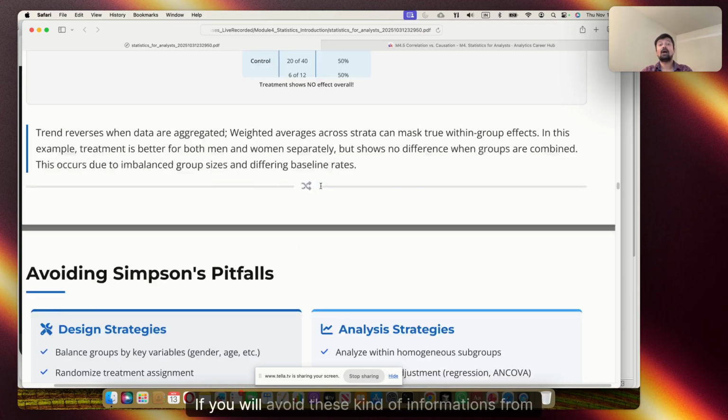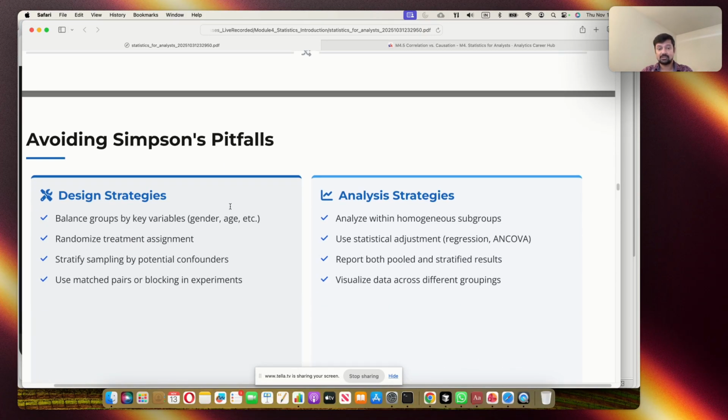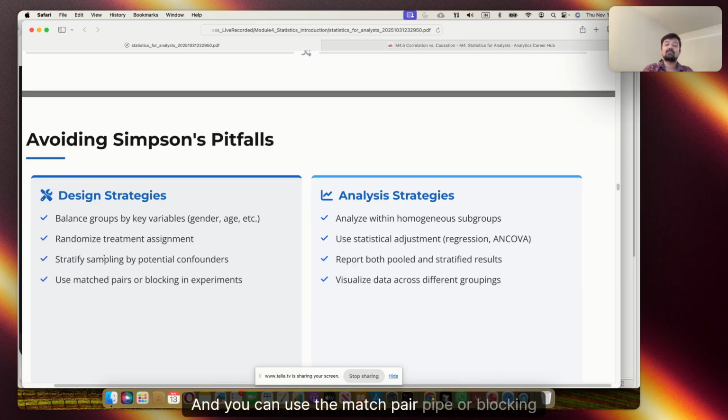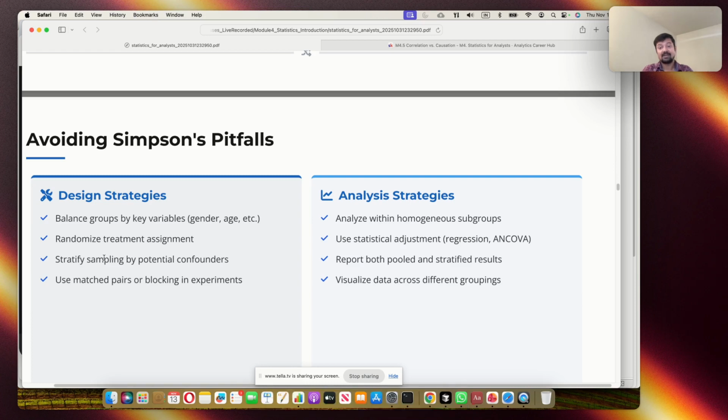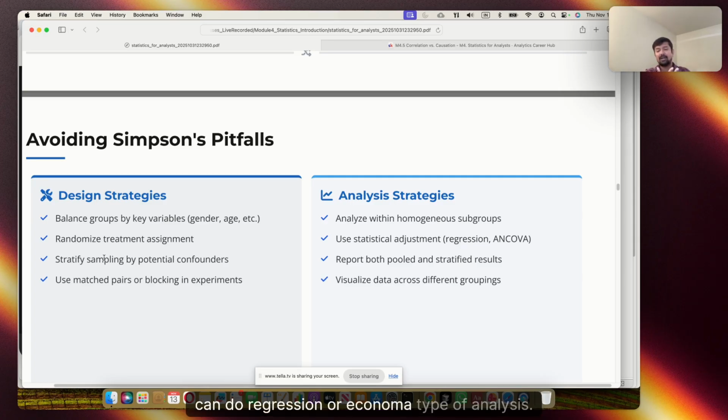Avoiding the Simpson pitfall affects the design strategies, like balancing groups by key variables like gender, age, etc. It can affect the randomized treatment assignments. You can stratify the sampling by potential confounders, and you can use matched pairs or blocking in experiments for doing that. For the analysis strategy, you can analyze homogeneous subgroups. You can use statistical adjustments, like regression or ANCOVA type of analysis. Report both pooled and stratified results. That is very, very important. If you are not correcting for the subgroups, if you are not doing the statistical adjustments, then report both.